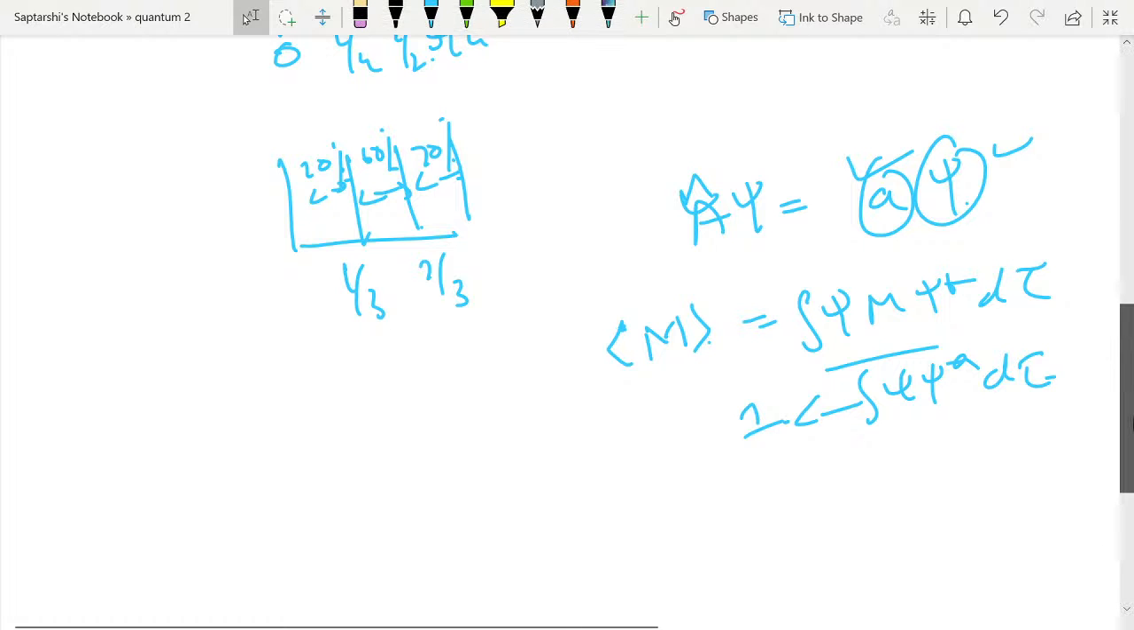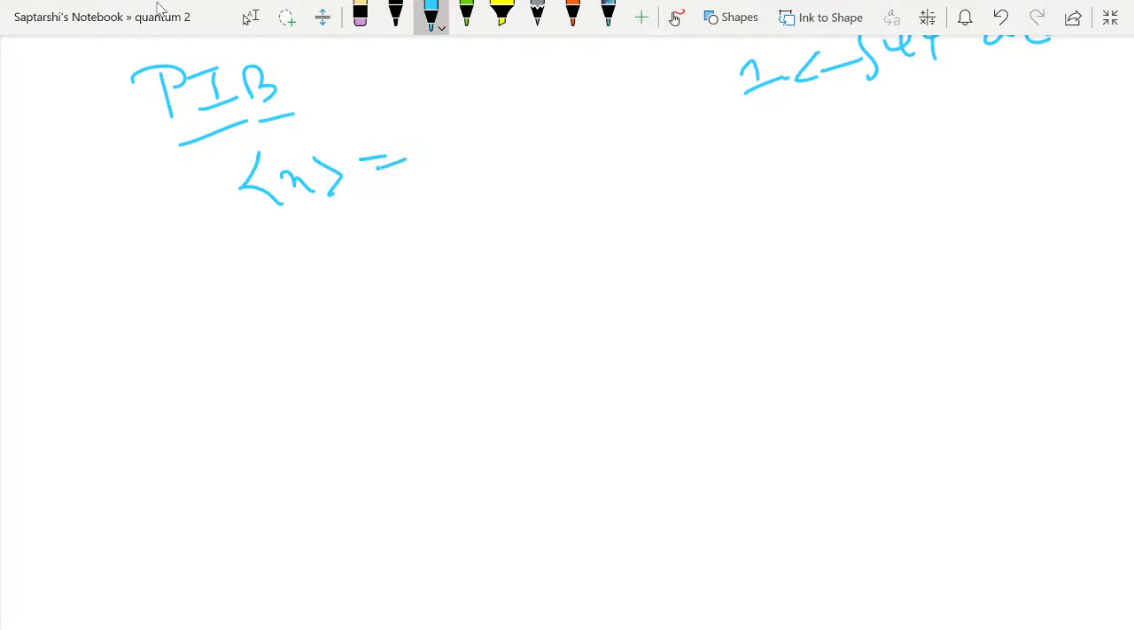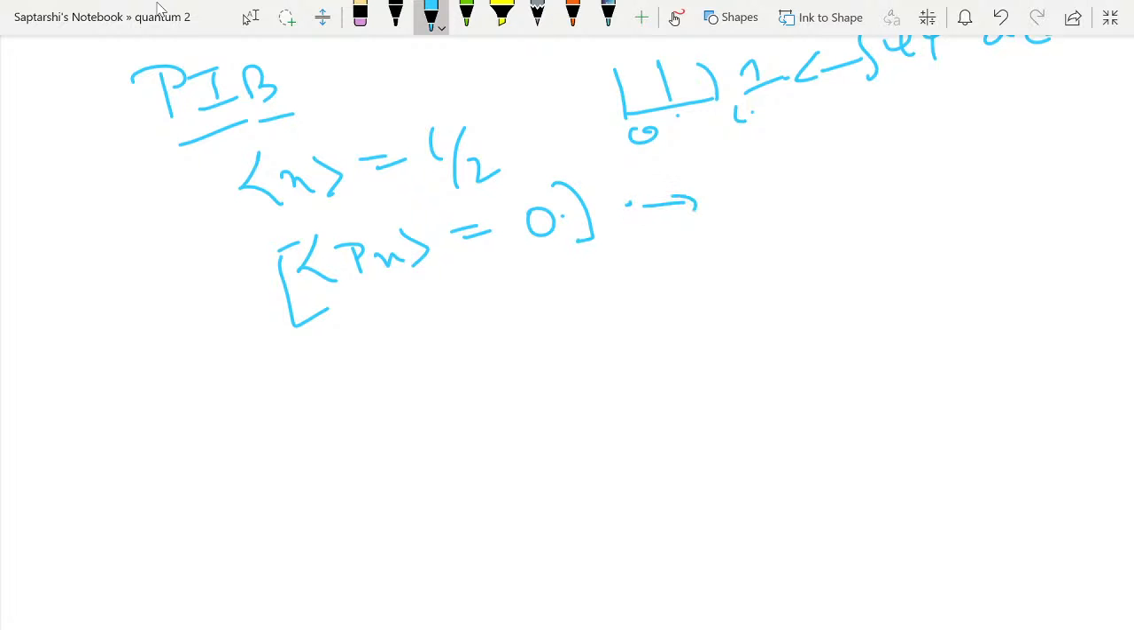And now we'll come to some results of particle in a box. The average of x is equal to L by 2, because the whole particle is from 0 to L, so the average has to be L by 2. And the average of momentum in the x direction is equal to 0. This result is true not only for particle in a box but also for SHO and for the hydrogen atom. I have to check that the average momentum in the x direction is equal to 0.